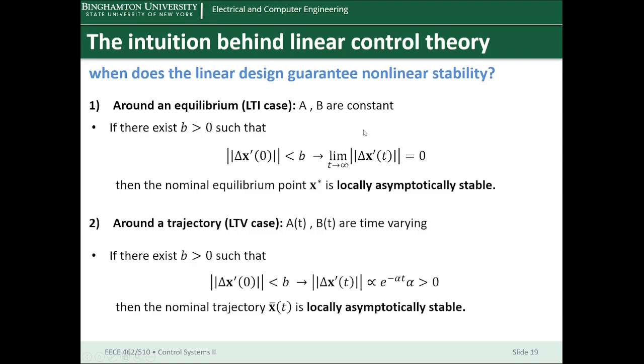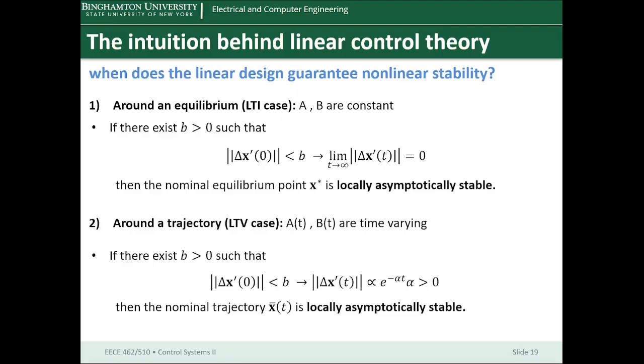Now, suppose the nominal trajectory is not an equilibrium point. It's a time varying trajectory. In this case, A of t and B of t are time varying. Here, if the linearized perturbation delta x prime of t converges to zero, it doesn't always imply that the actual nonlinear perturbation delta x of t also converges to zero. It means there is no guarantee that our high order terms, or that infinite series, converge.